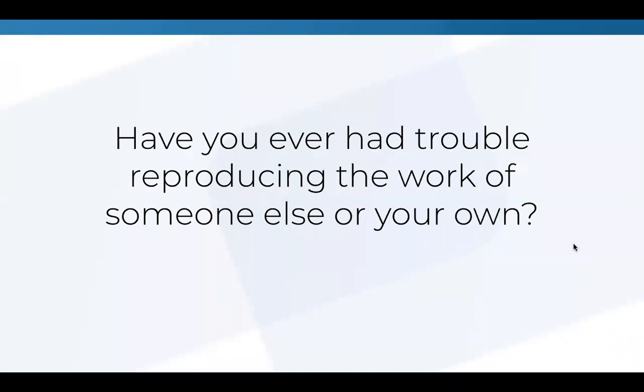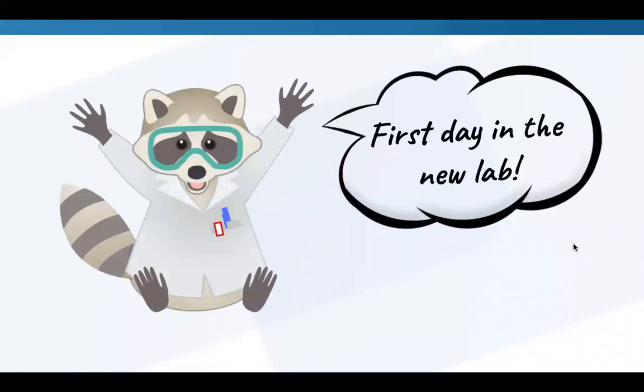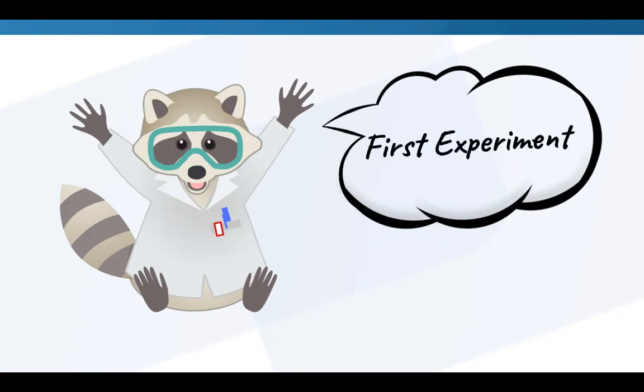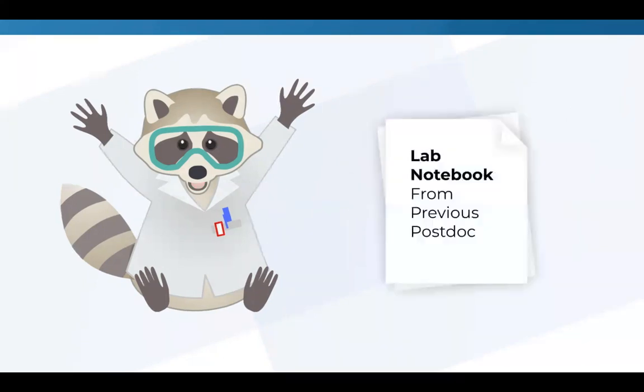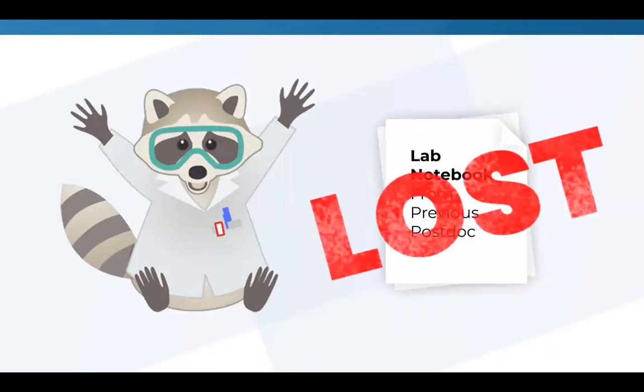So also Rocky, our scientist raccoon, had some trouble. He has his first day in a new lab, and he's super excited to start his first experiment, something he has never worked with previously. So he's like, okay, let me check what the previous postdoc did. He takes out the lab notebooks, but it turns out the lab notebook from the previous postdoc is lost. Nobody from the lab knows where it went. Maybe the postdoc took it with him, or maybe nobody knows where it really is.